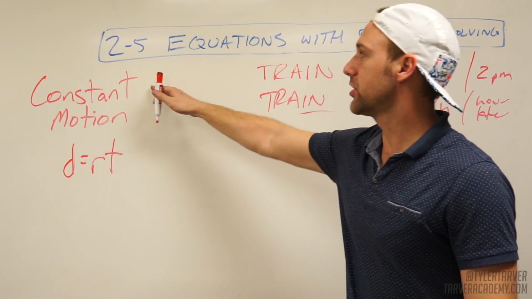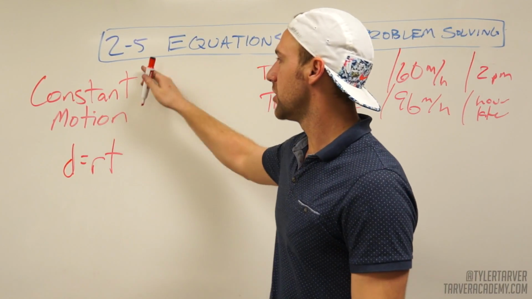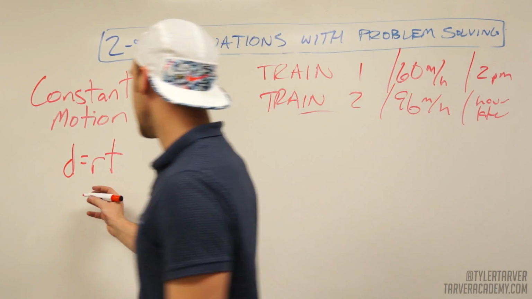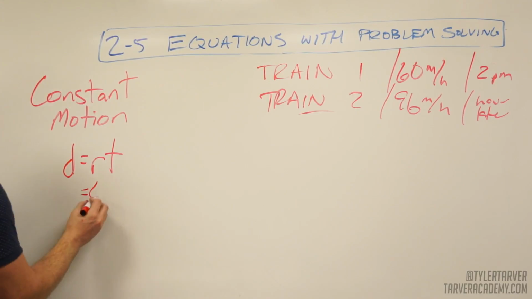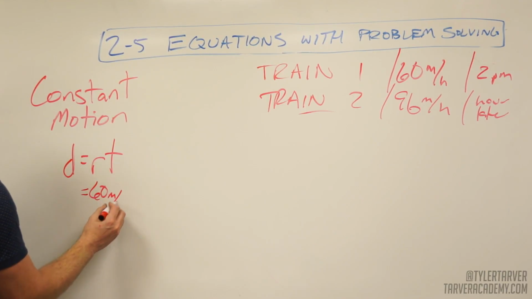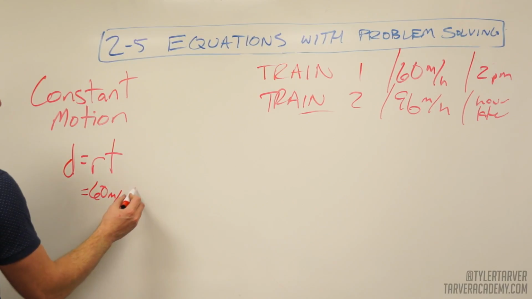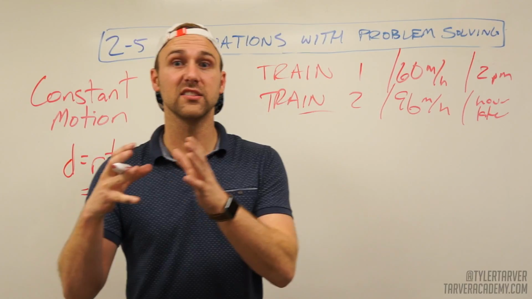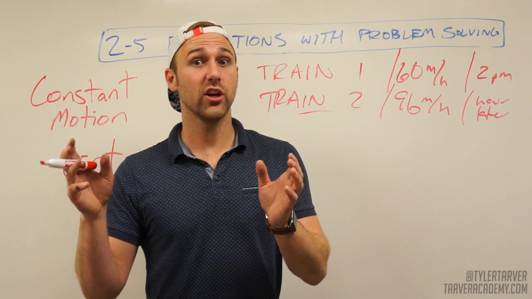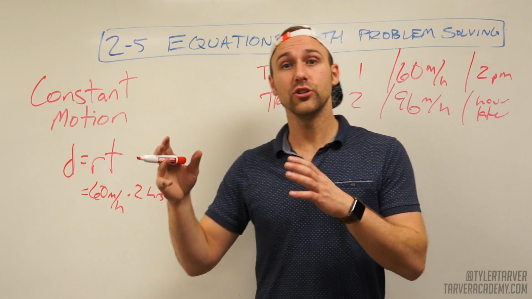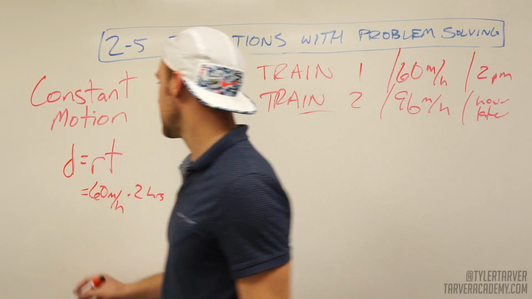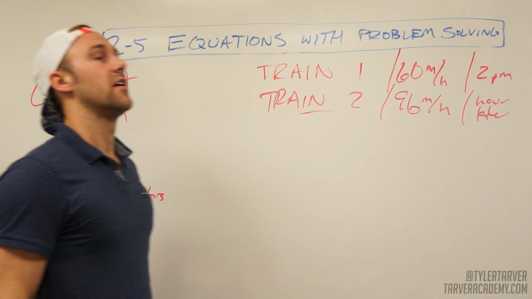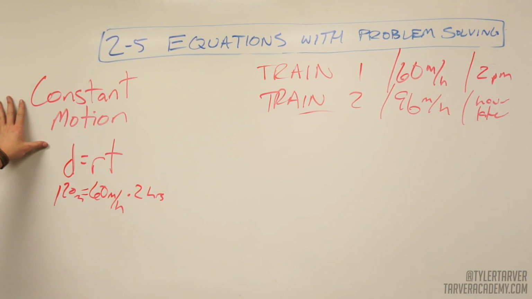All right, so the first thing you need to understand is called constant motion, okay? With constant motion, your distance equals your rate times your time. So if your rate is 60 miles per hour and your time is 2 hours, that means you're going to go 60 miles in 1 hour, and you're going to do that for 2 hours. You multiply them, so 2 times 60, you go 120 miles. That's the basic concept of constant motion.